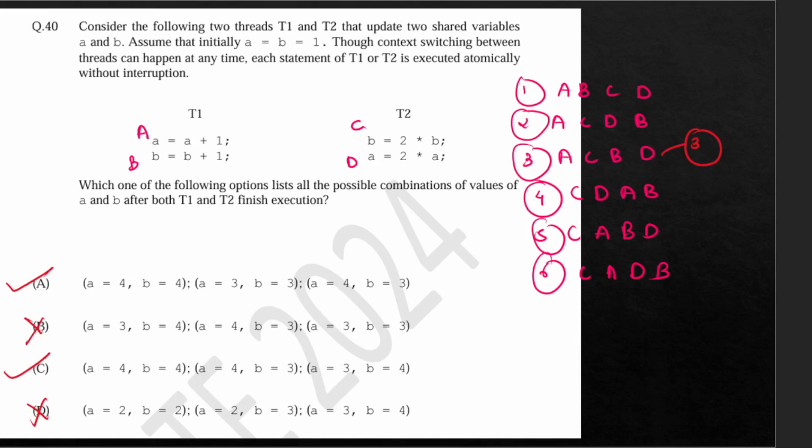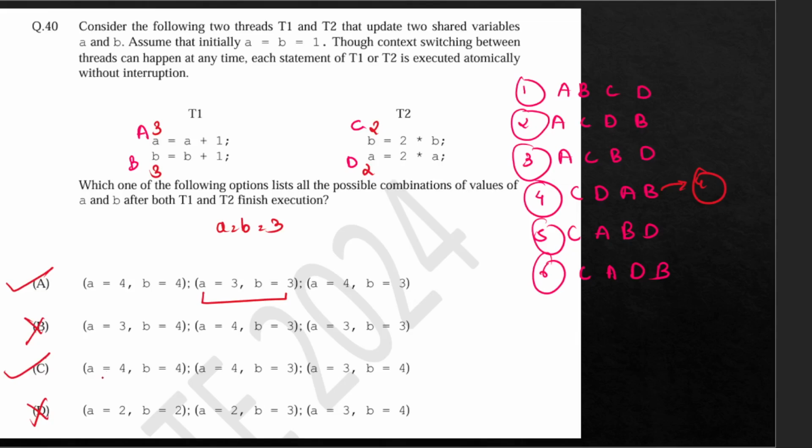This one. So now C, so this B will be 2. After that D, so D will be 2. A and B both are 2. A, so here it will be 3 and here B will be 3. So A equals B equals 3.